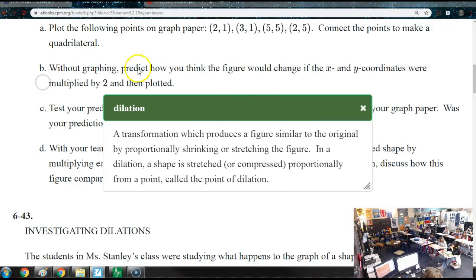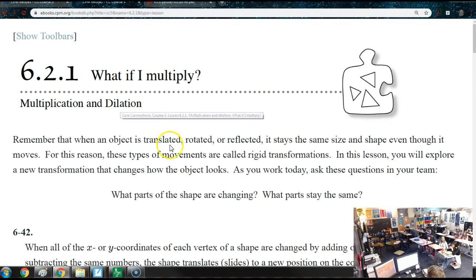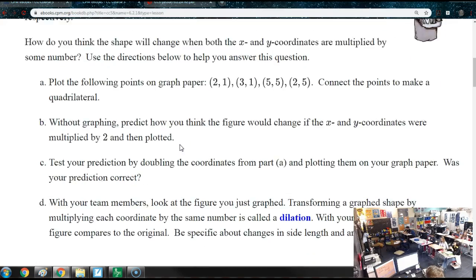Avi? What do we have this? Dilations. Oh, the whole paper? Yeah, it is multiplication and dilation, but you don't need to write multiplication and dilation.